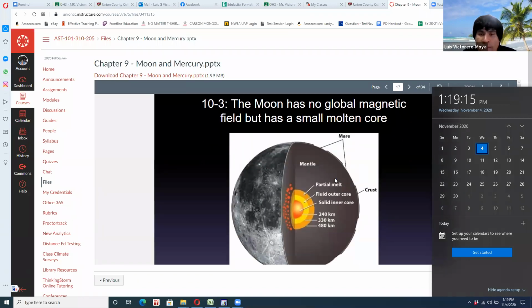that we can use. Now, the moon doesn't have a magnetic field, but as you can see there, it has a molten core. It's just that it's not spinning. So you have a solid inner core, a molten core, very similar to the Earth. And then you have a partially melted layer. You have a mantle, and then you have the mares and the crust. So what's a lunar maria, a mare?